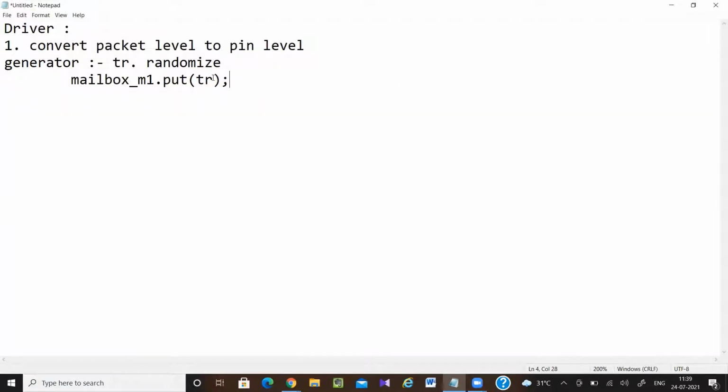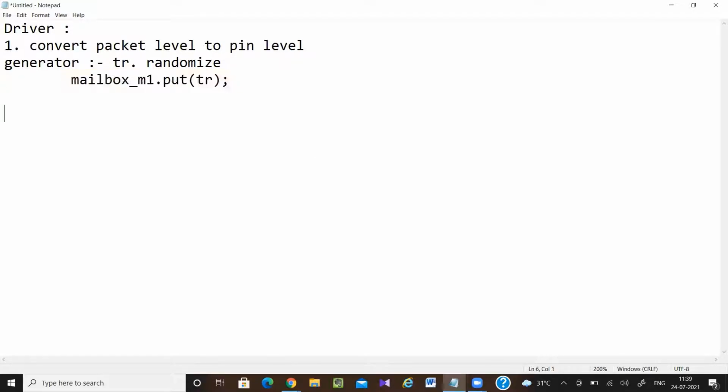So now I cannot directly give this packet to the DUT, because let's take the example of a FIFO. In the FIFO, I have clock and reset. Then I have write enable, read enable, data in. So a total of 3 pins are there. Again, my data in is of 8 bits, so I can say 8 plus 2, 10 pins are there. So I cannot just give the total transaction or total packet to it.